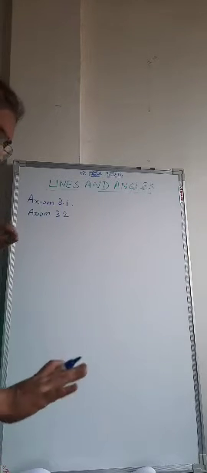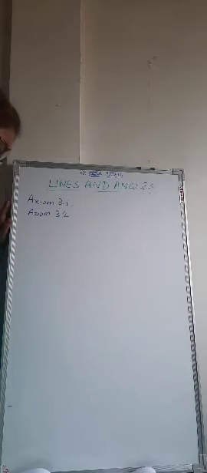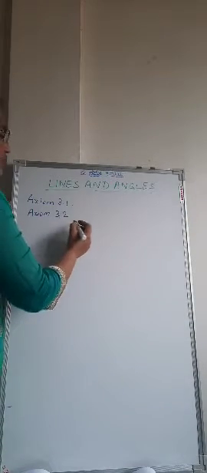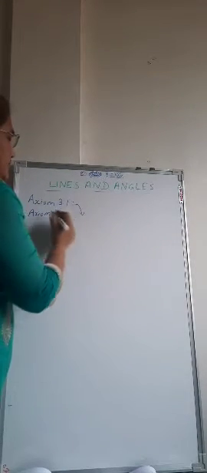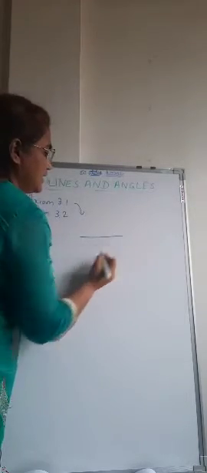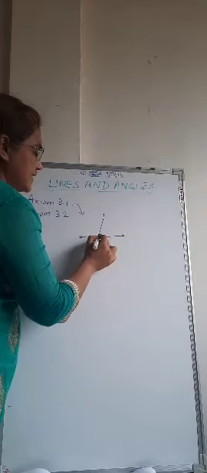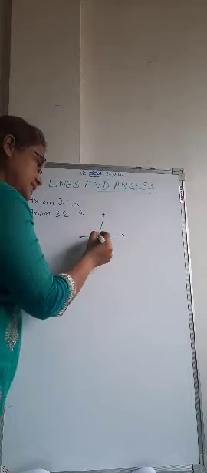What does axiom 3.1 say? I will not do any proof here because it is enough to write only the statement. If a ray stands on a line, then the sum of two adjacent angles formed is 180 degrees. The axiom 3.1 says, if a ray, this is a line, a ray is standing on this line, then the sum of the two adjacent angles is equal to 180 degrees.